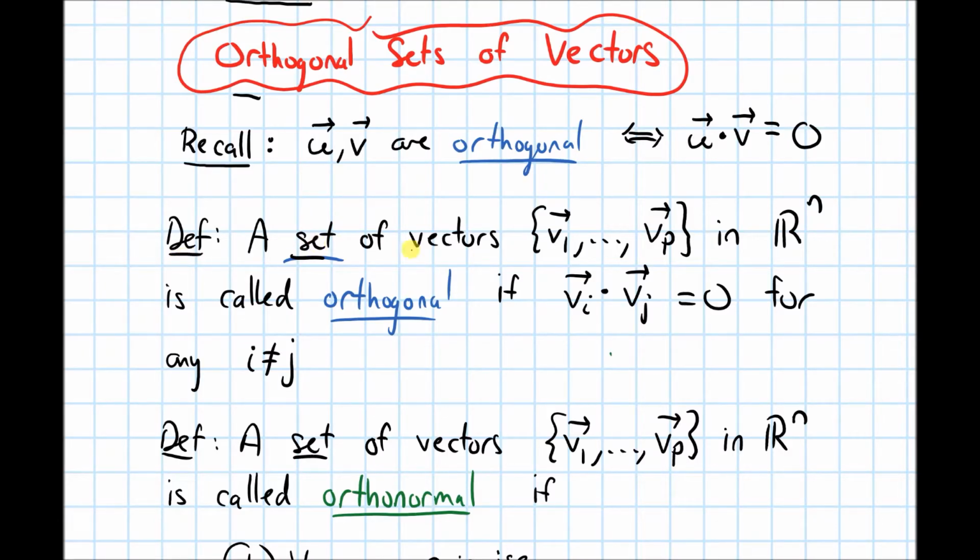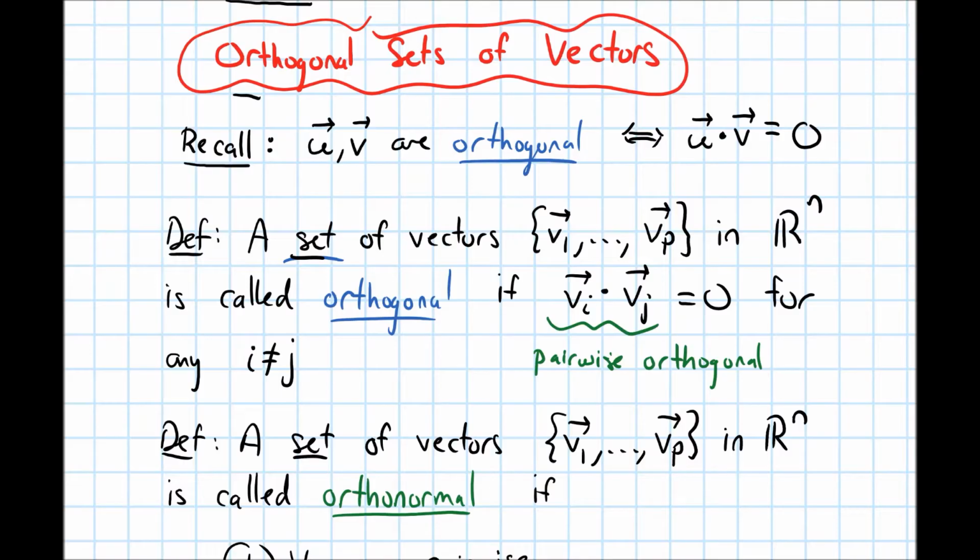We say that a set of vectors v1 up until vp that is in Rn, so all of these vectors are in Rn, this set of vectors is orthogonal if vi dotted with vj equals 0 for any i and j that are not the same. So what this is saying is that the vectors in this set are what are called pairwise orthogonal. And what that means is if we look at any two of them, they are orthogonal to each other.